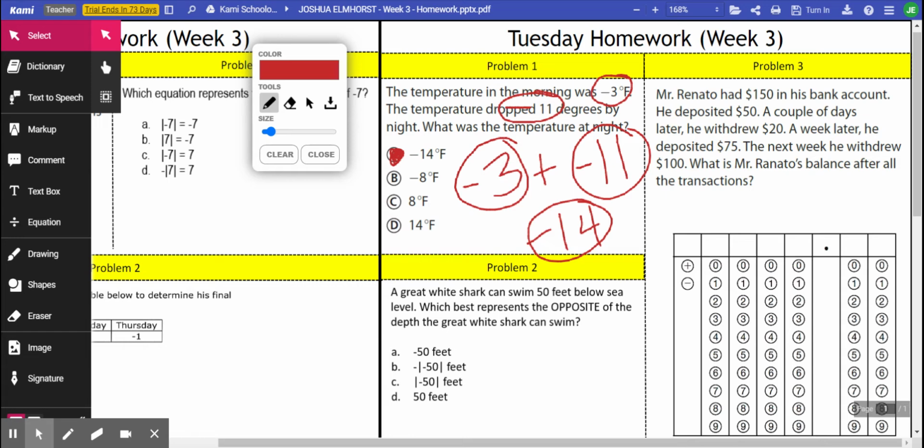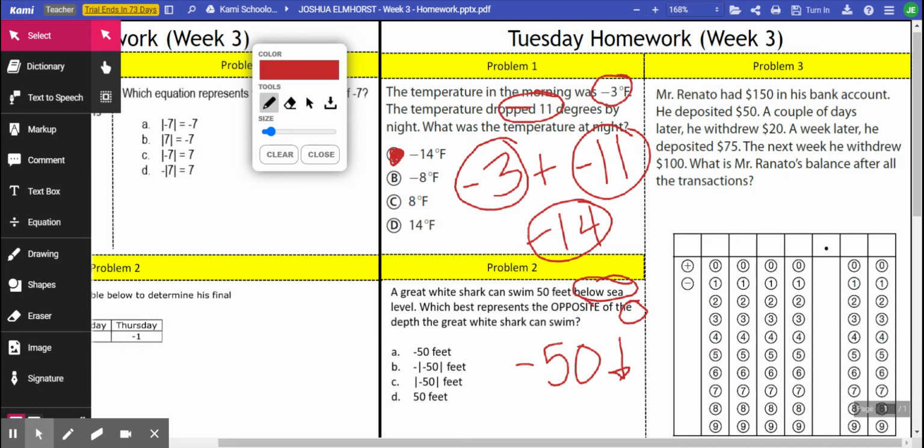Problem number 2, a great white shark can swim 50 feet below sea level. Which best represents the opposite of the depth the great white shark can swim? So here's a keyword, below sea level. Below sea level is 0, so we're saying below that. So if we're going to go below 0, we're going to go negative. So that's what the shark can swim.